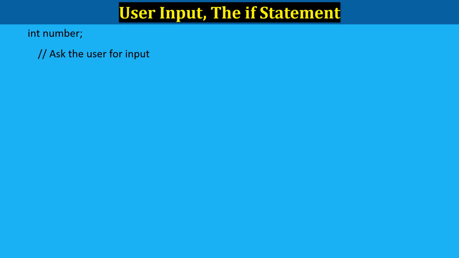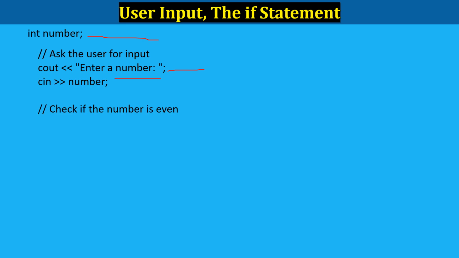User input with the if statement. Declare an integer variable named number. This variable will store the value entered by the user. Cout prints a message asking the user to enter a number. Cin reads the user's input and stores it into the variable number.